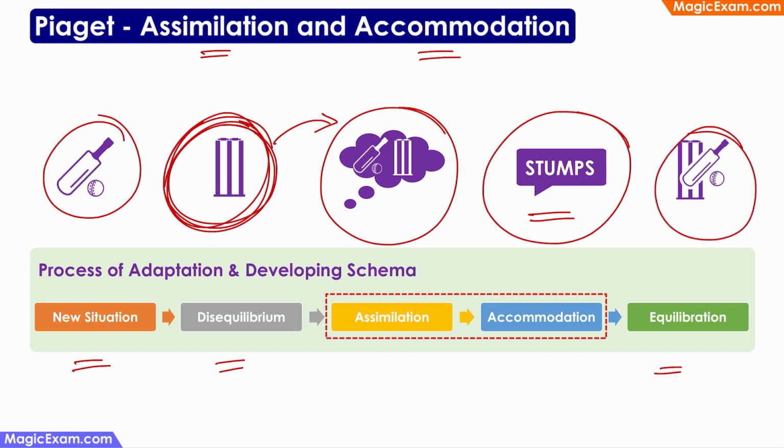So this way, whenever children find themselves in a new situation, they go through a feeling of disequilibrium and they assimilate the new information that is being given to them into their existing schema, and they accommodate this new information, new words into their existing vocabulary, and then they reach a stage of equilibration. So this is Piaget's assimilation and accommodation.